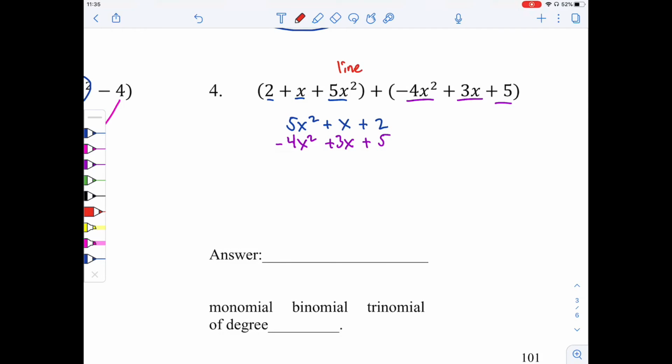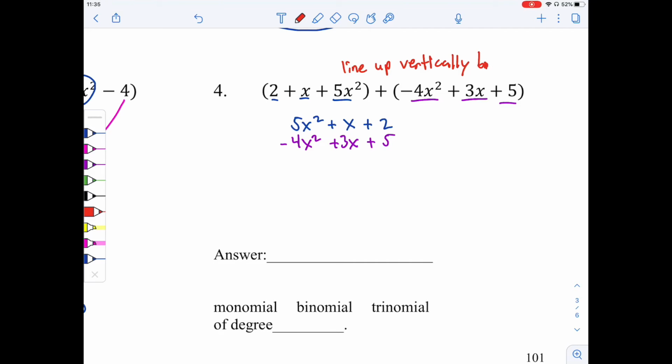All right, so line up vertically. Highest power always comes first. Right, so highest power first. And then we just add. So we're just going to add these. Since it's addition, I would just do vertical.